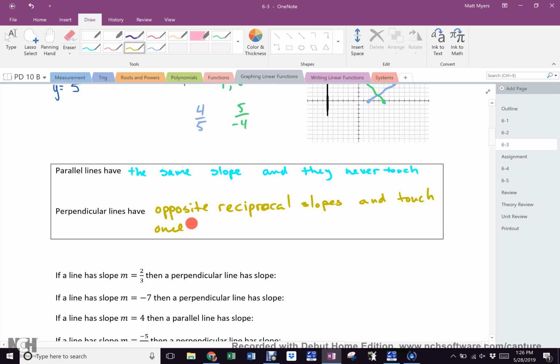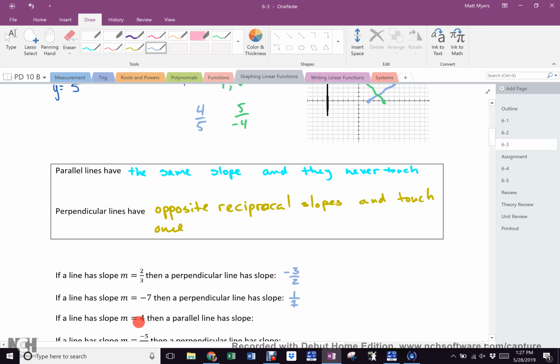Ken. One's negative and one's positive. So, here we go. The slope I have is 2/3. What's its perpendicular slope? -3/2. Reciprocate, change the sign. My second slope is -7. What's its perpendicular slope? 1/7.